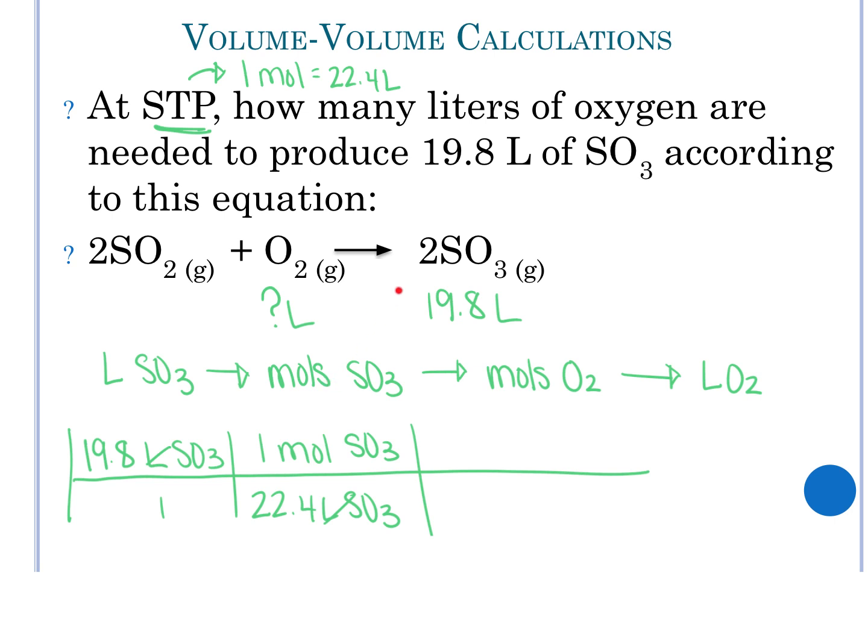So now we're in moles. And how do we get from the sulfur trioxide to the oxygen? What do we use? Okay, that mole to mole ratio. So if SO3 is on top, what has to go on the bottom? Okay, and how many moles? 2. So we're going to write 2 moles of SO3 on the bottom. And then how many moles of oxygen? Okay, just 1 mole of oxygen.